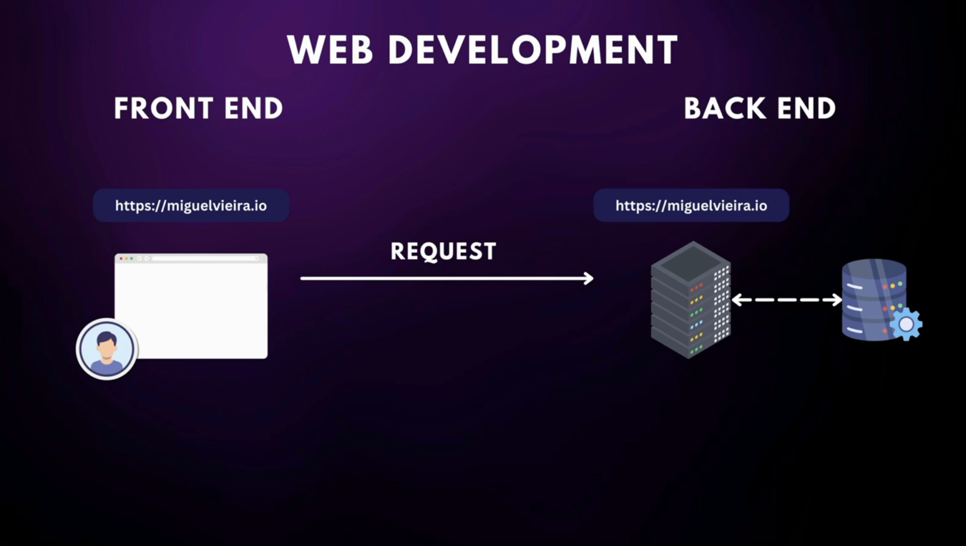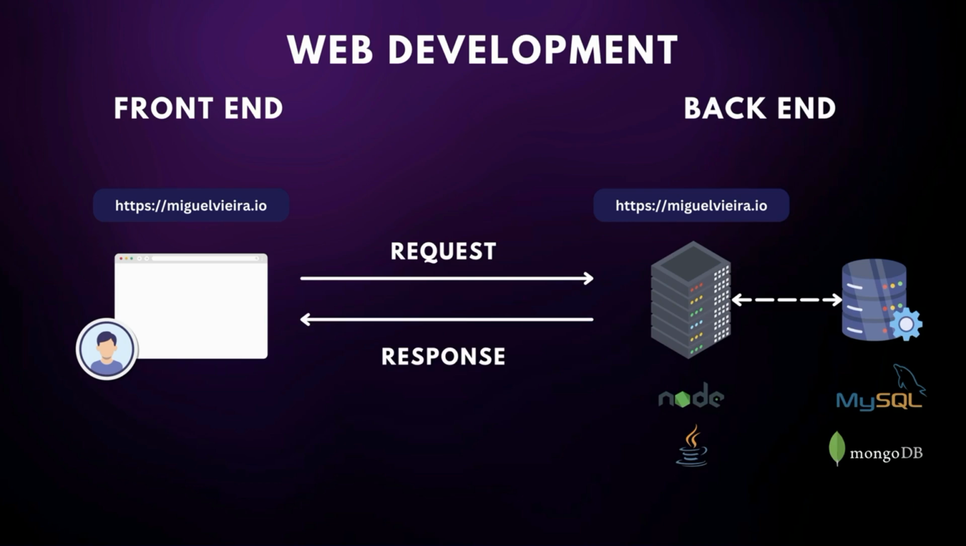And of course, this can be made using multiple languages. So for example, the server can be done with Node or Java. And the database, for example, can be used with MySQL or MongoDB or whatever technology you prefer. But the most common use case is a server talking to a database and then retrieving some kind of data to fulfill your requests. So then finally, the server sends a response back to your browser with the necessary files for your browser to interpret and show you visually the website.